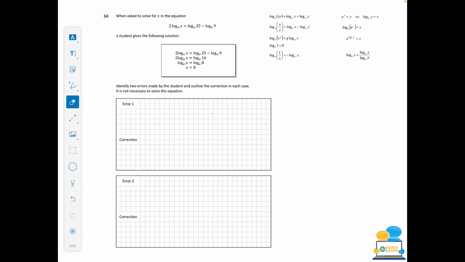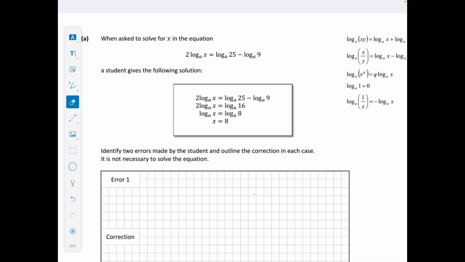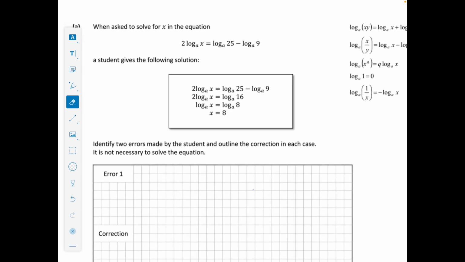Now we're looking at some exam questions from now on. So this was actually a past mock question. Basically it's a spot the mistake question. So the question is, when asked to solve for x in the equation 2 log to base a of x is equal to log to base a of 25 minus log to base a of 9, a student gives the following solution. Identify 2 errors and outline the correction, but we don't need to solve it. So we're just going to go through step by step and see what they did and maybe correct to what they should have done.